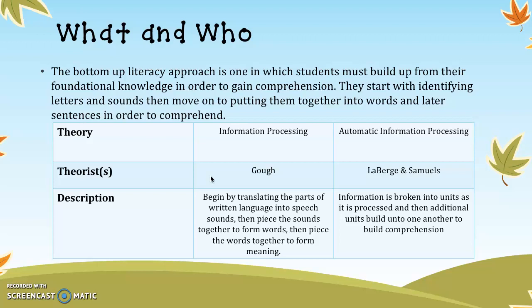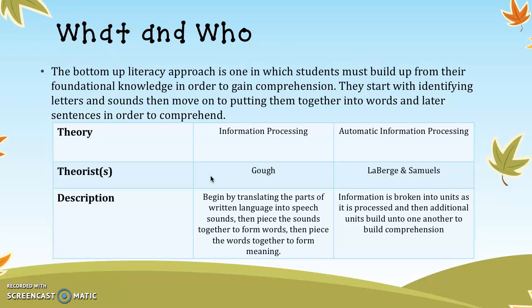And then LaBerge and Samuels' model is the automatic information processing, which is similar to Gough's, but different in that they believe it becomes automatic. So when students see these words, the information that is broken into these single units is processed, but then it becomes automatic processing. Additionally, the units build onto one another to build comprehension. Whereas Gough believes that this decoding continuously happens, LaBerge and Samuels believe that this decoding becomes automatic and the brain is not having to break each of these apart every time to provide meaning to them.